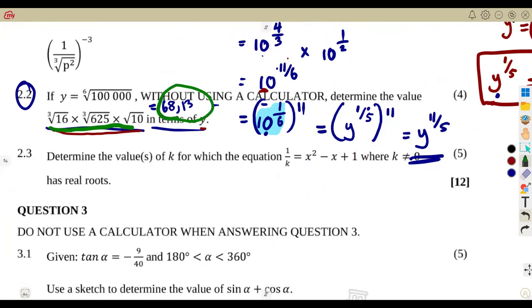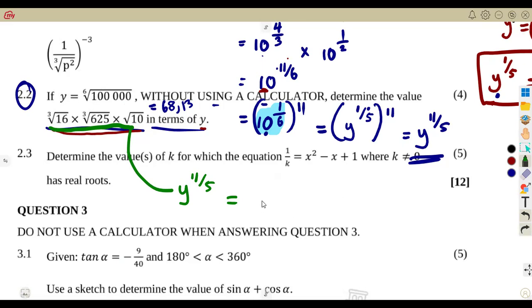68,13. So let's prove it. Are we going to have the same answer if we say it is y to the exponent of 11 over 5? Because it simply means this is our y. Remember, y is equal to this as a numerical value. We want to test if we are going to have the same answer. So y is equal to what?